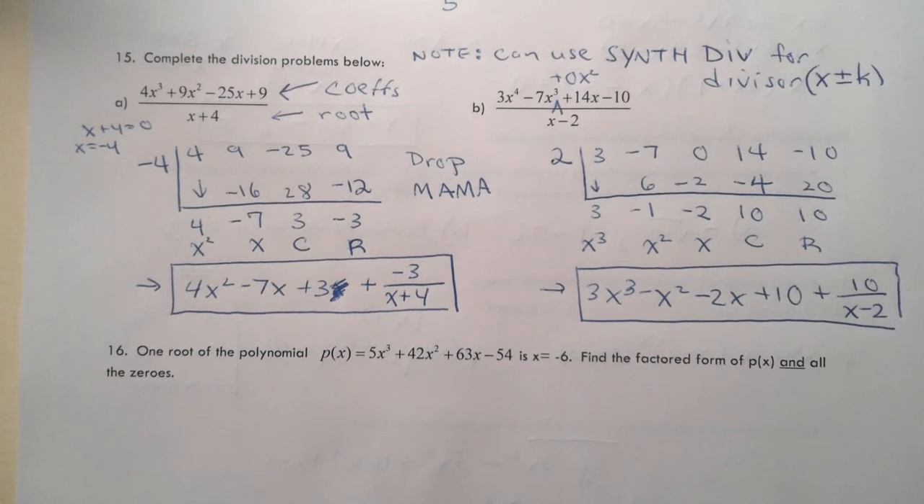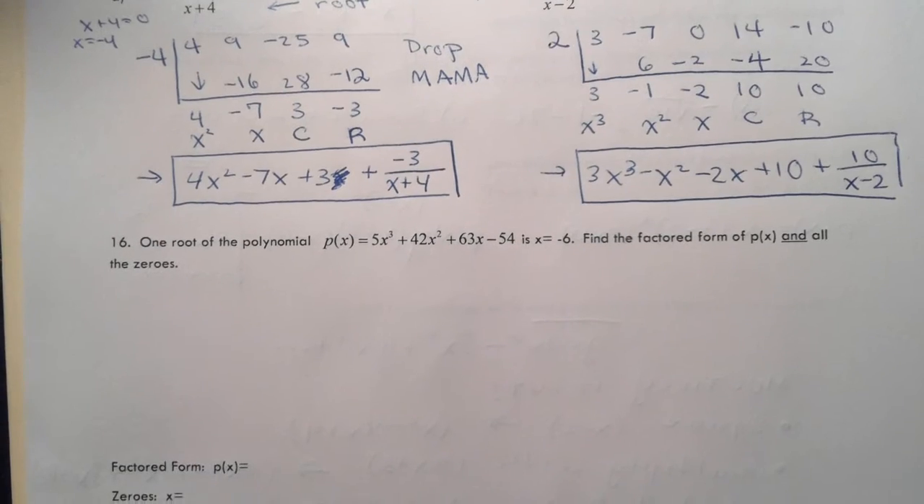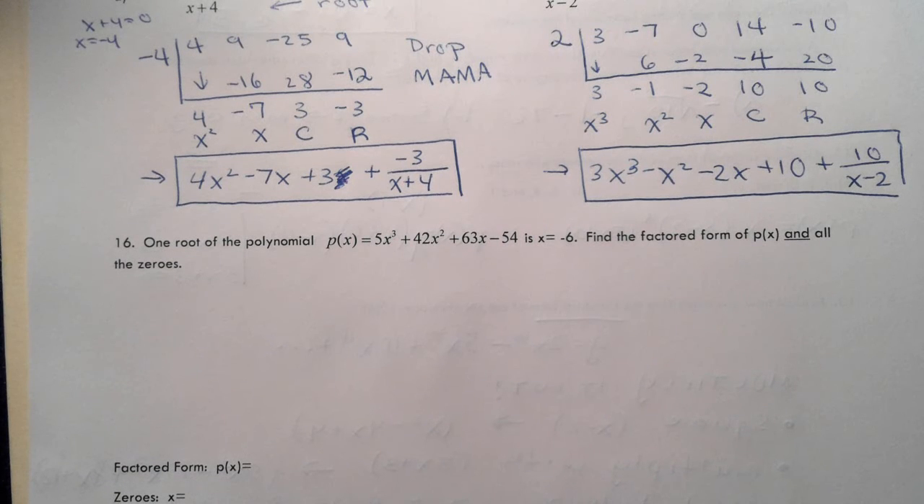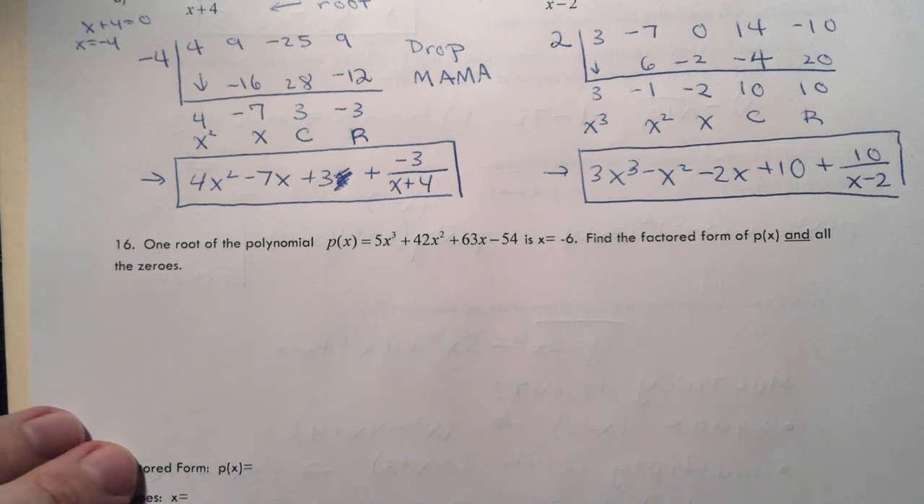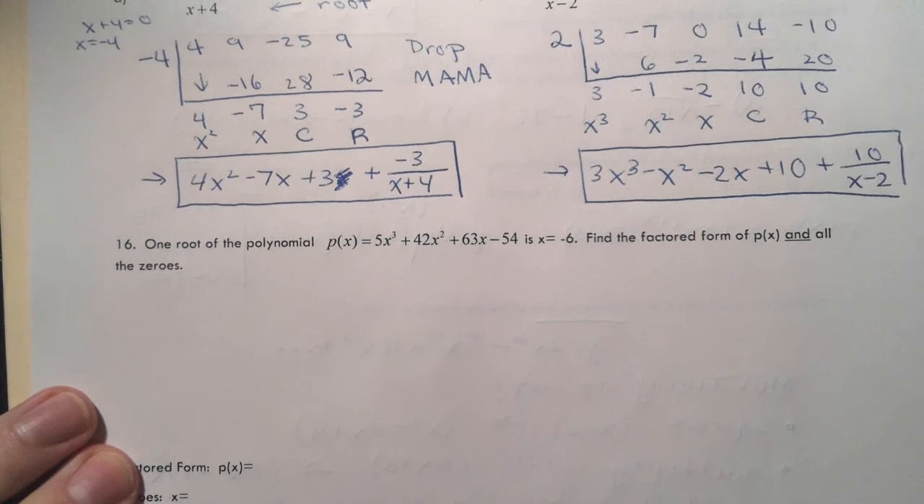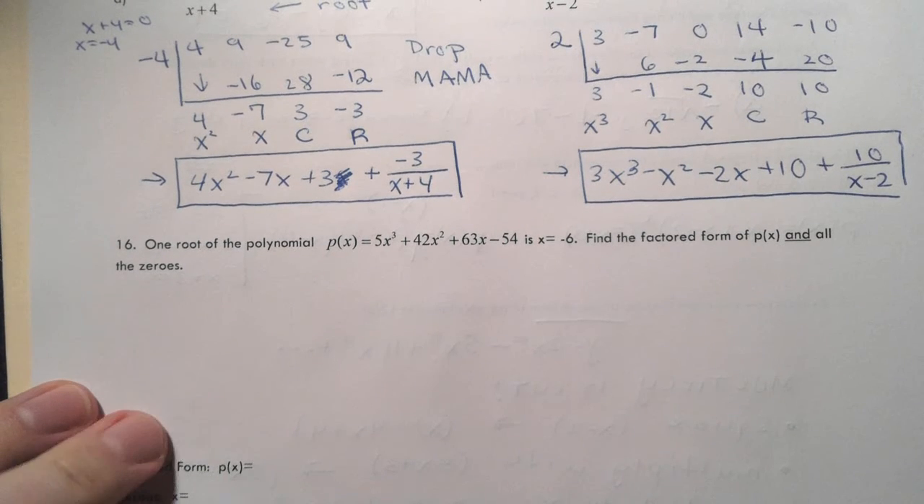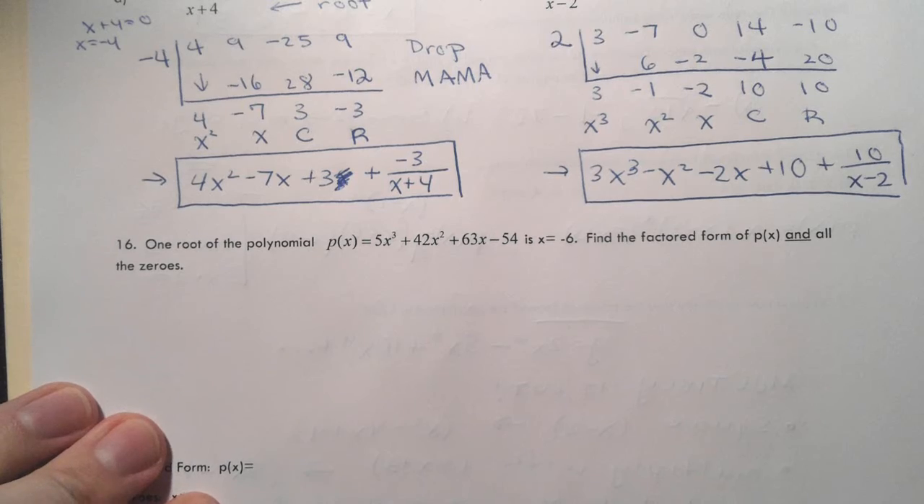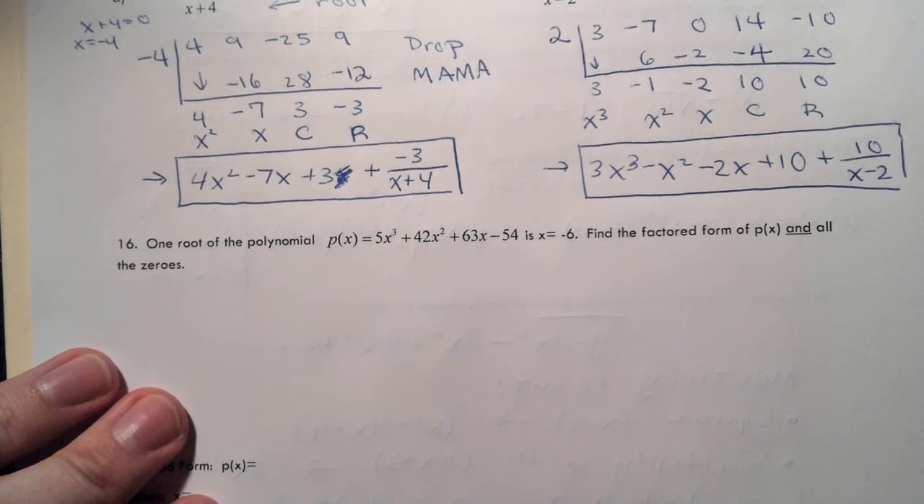Now, of course, division's a neat little process, and once you get the hang of it, it's kind of fun, I think. But why do we care about this? Well, again, it all goes back to the things we're concerned about with polynomials. How can I factor them more? How can I find all of the roots? So this is the quintessential question of division in terms of what we need to know with polynomials. One root of this polynomial is x equals negative 6. I want to find the factored form of p of x and all the zeros.